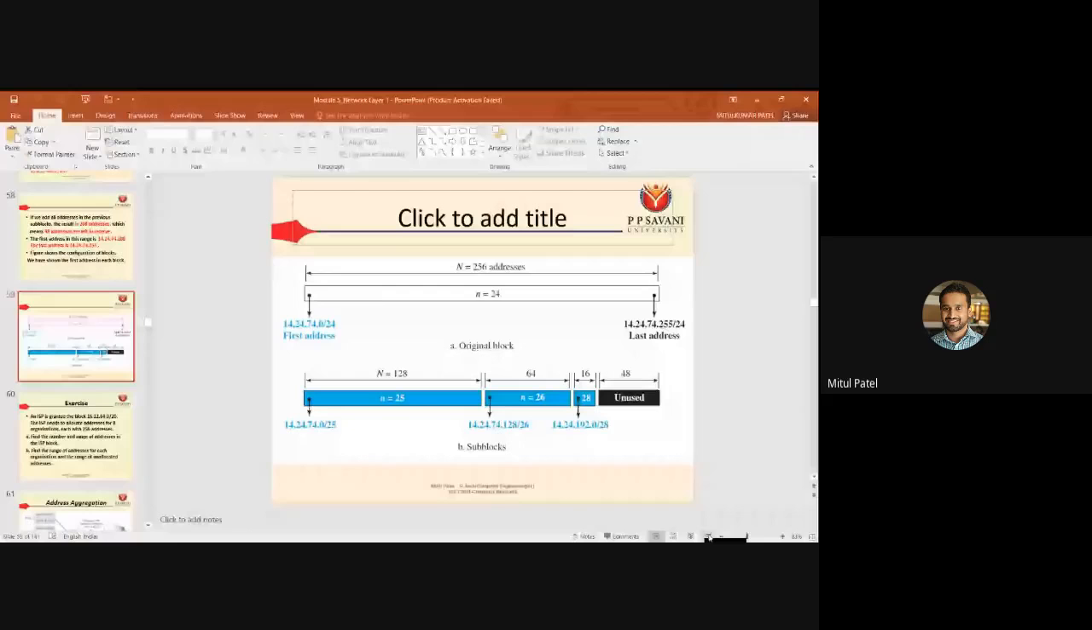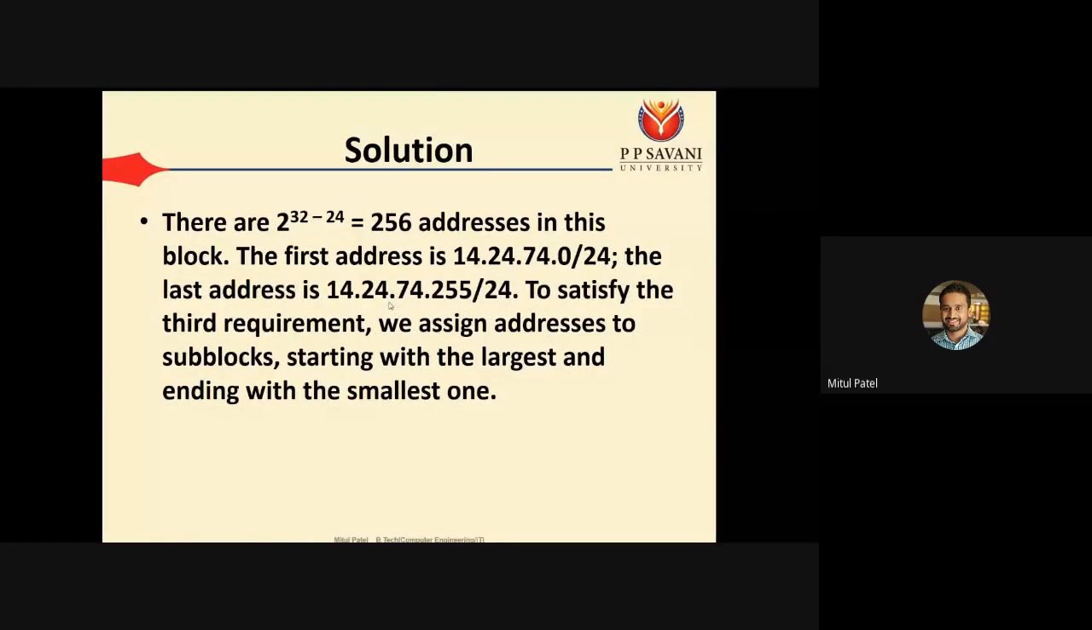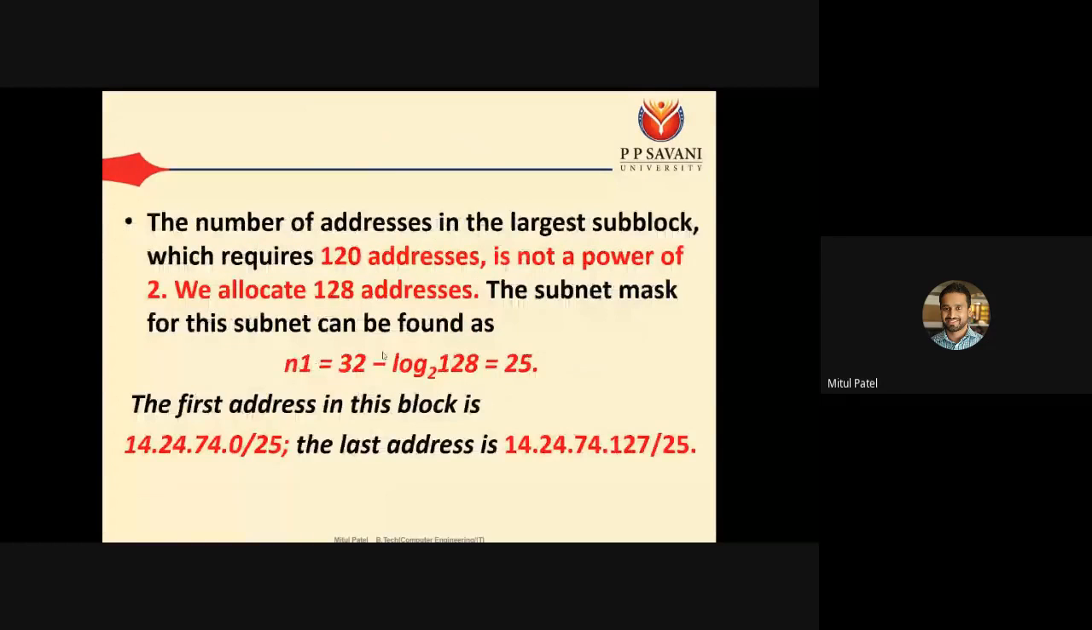Okay, so come back to our PPT. The first thing that we have found is the total number of addresses, 2 to the power 32 minus 24, so 256. The first address is 74.0, the last address is 74.255. Then we started the assignment from larger to smaller. For the 120, we allocated 128 addresses. The subnet mask is 25.